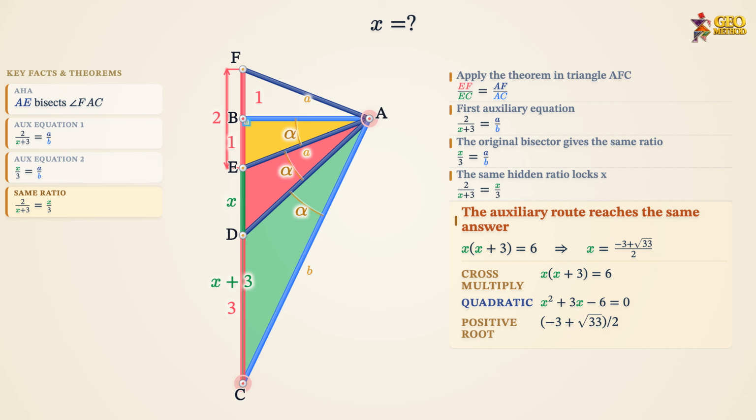Cross-multiplying gives x times x plus 3 equals 6, which is the same quadratic as before. Again, the positive root is negative 3 plus square root of 33 over 2.